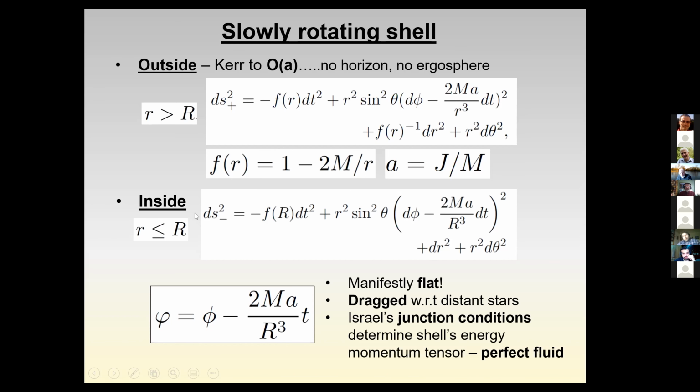Now if you look at the metric inside, something miraculous happened. If I introduce a new coordinate, a new phi, which is a combination of this thing here, then you see that apart from this constant redshift factor, the metric inside is manifestly flat. So I have a flat metric inside, Kerr outside, and some energy momentum for the shell. But you see the beauty of this: lines of constant phi, which is precisely the Minkowski phi, are rotating with respect to the phi outside, which is related to the distant stars. So the interior is rotating precisely with this omega with respect to the distant stars.